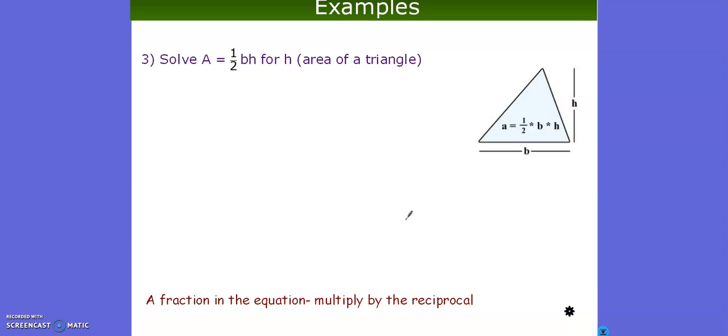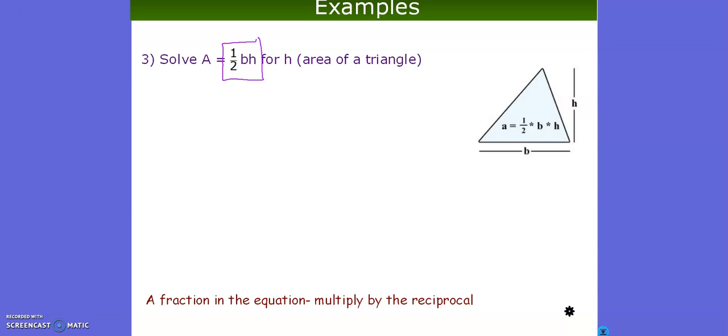So this isn't a function form type of equation. This is a formula. This is for the area of a triangle. So A stands for area equals 1/2, b stands for base, and h stands for height. So it says solve for h. So just like before, we're going to put a little box around the h term and take a look at everything connected to it.